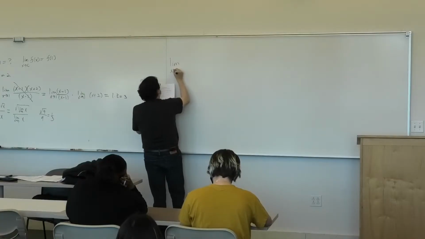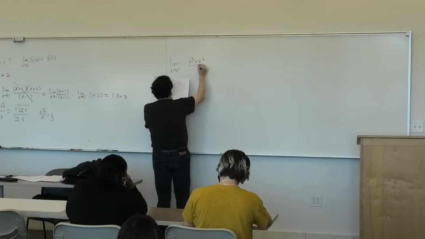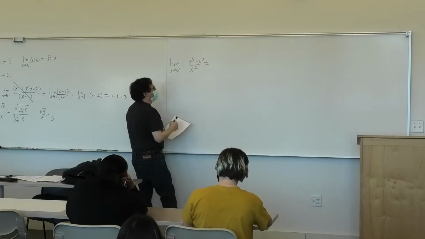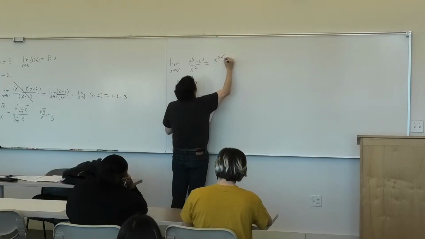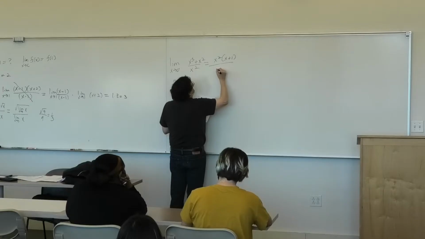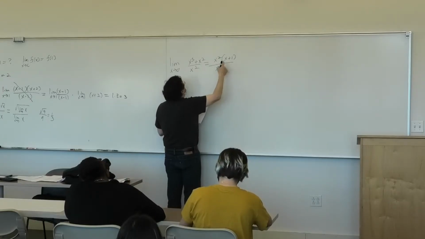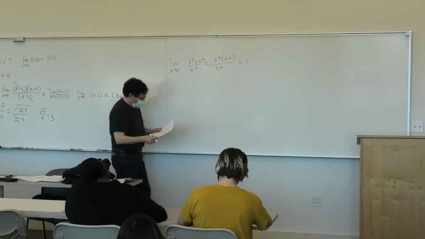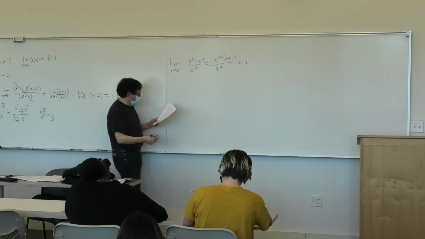Limit as x approaches 0, x cubed plus x squared over x squared. Well, again, we're going to pull the trick we did before. We're going to factor x squared times x plus 1 over x squared. These two go to 1, so this is just going to go to 1. Okay, so there was a hard limit problem.